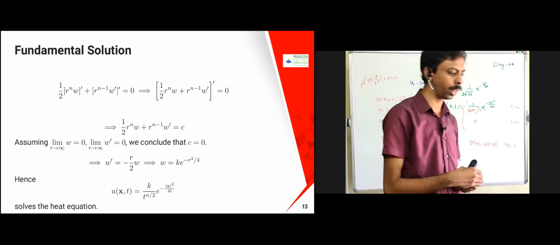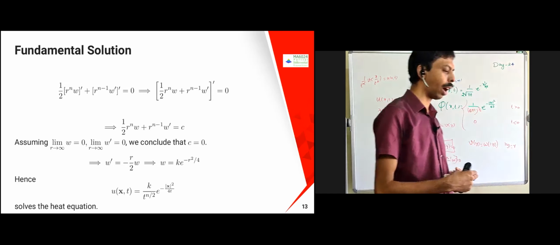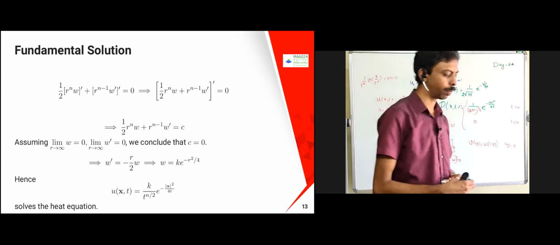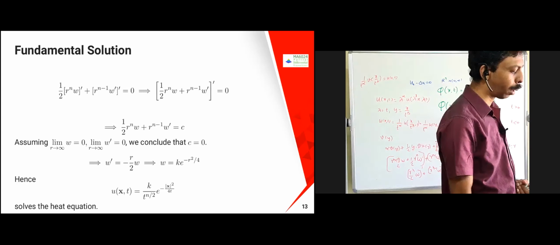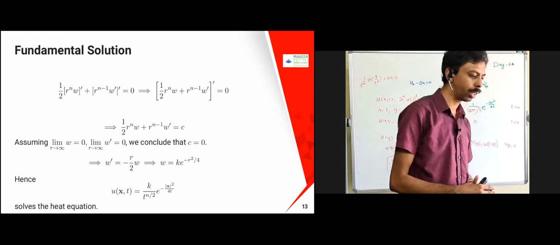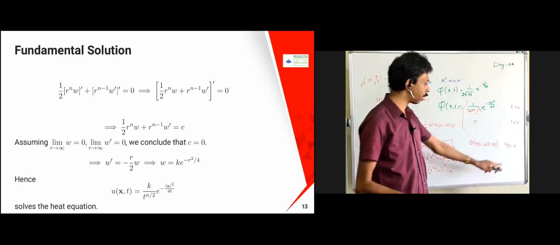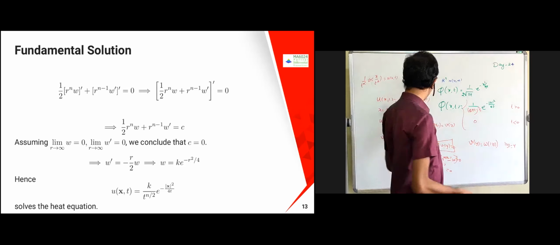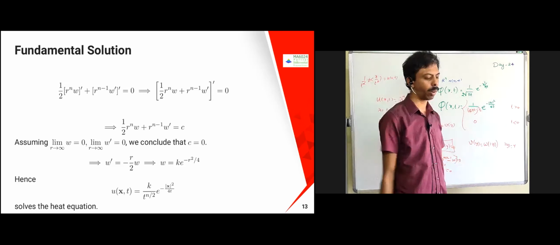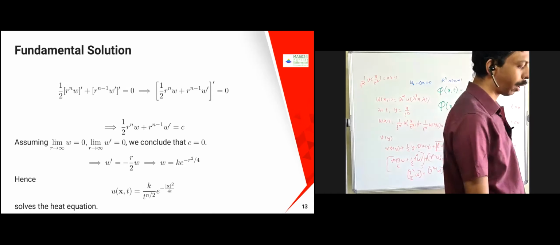So I'm assuming the initial condition limit r tends to infinity W equals 1, and limit r tends to infinity W dash also 0. Then we conclude that C equal to 0. If C becomes 0, then W dash becomes minus r by 2 W. Therefore W becomes k into e power minus r square by 4. But r is nothing but mod x by t power 1 by 2. Therefore what you are going to get is that your u of x comma t is going to become k by t power n.